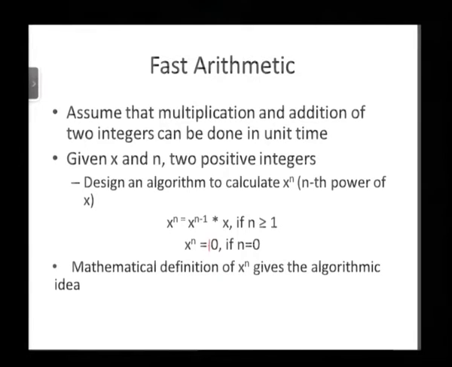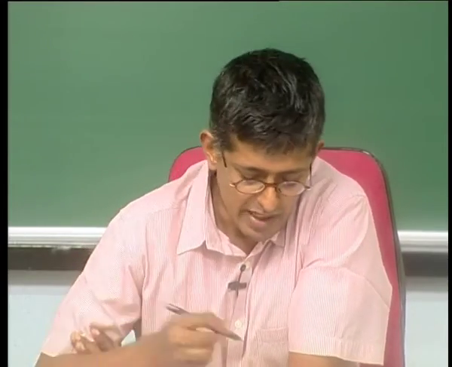So, this is the number 1 and not 0. This mathematical definition of x power n gives us the desired algorithmic idea, and this is implemented in any programming language using a loop control structure, whichever programming language it is.